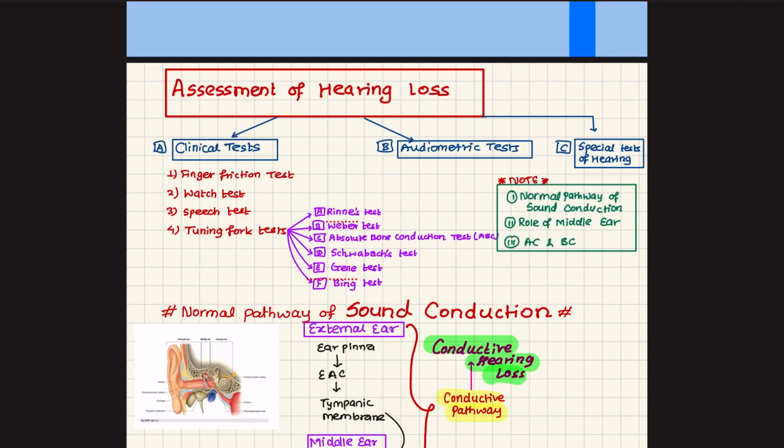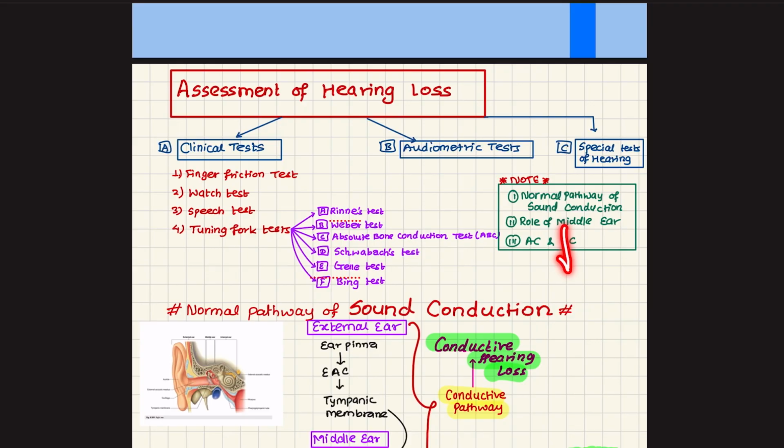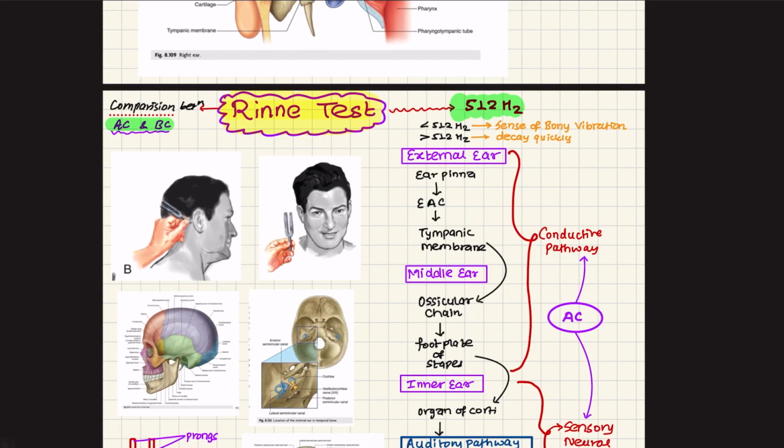So this way we have finished air conduction and bony conduction. And so now it is the turn to understand the Rinne's test. The Rinne test is basically performed to compare between the bony conduction and the air conduction. And in this test, we use the tuning fork of frequency 512 Hz.